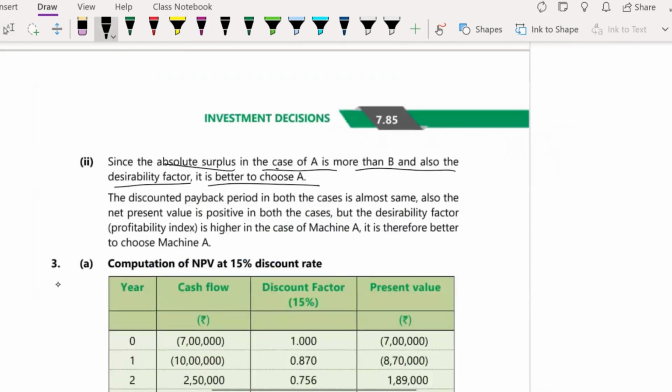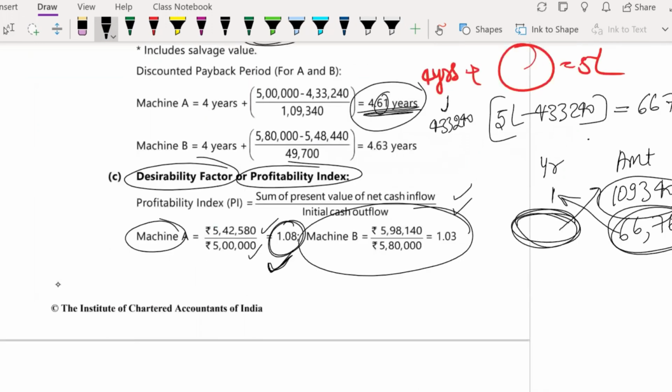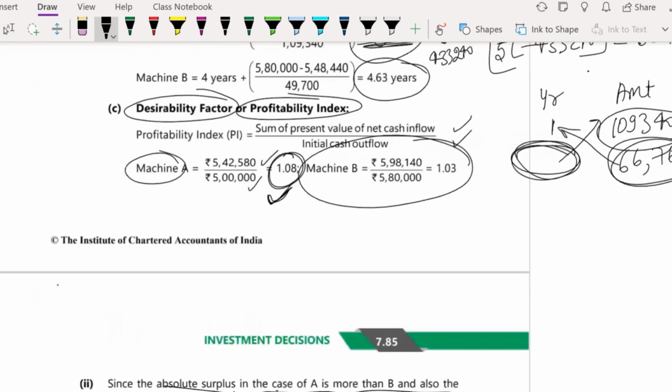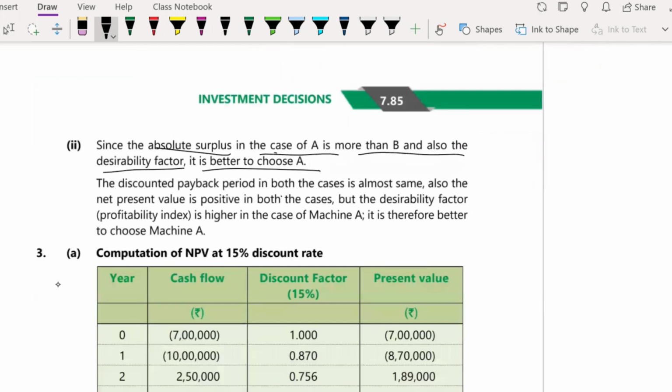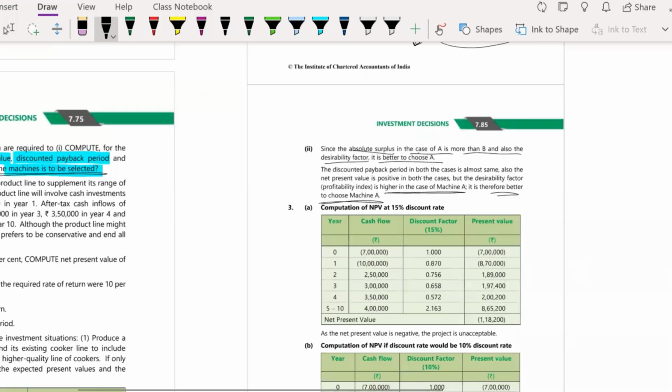The discounted payback period in both cases is almost the same. Here it is 4.61 years and here it is 4.63 years. Okay. But the desirability factor is higher in the case of mission A. Therefore, it is better to choose mission A. Here also we are able to recover the amount faster in mission A only. So it is best to choose mission A overall.